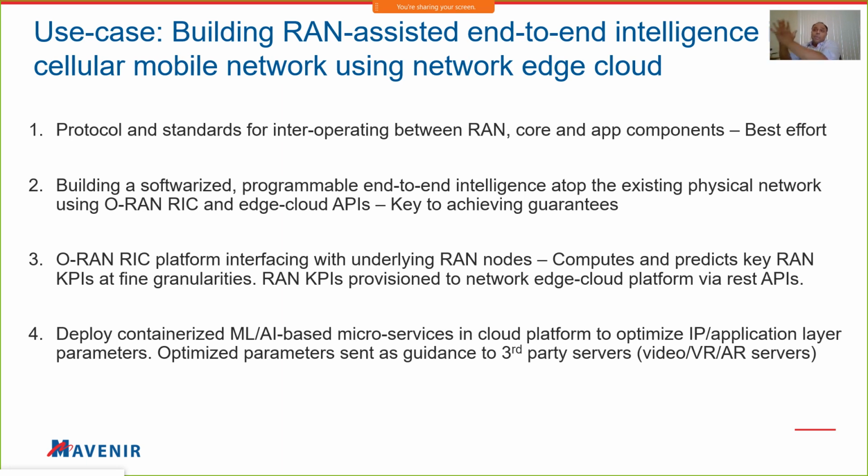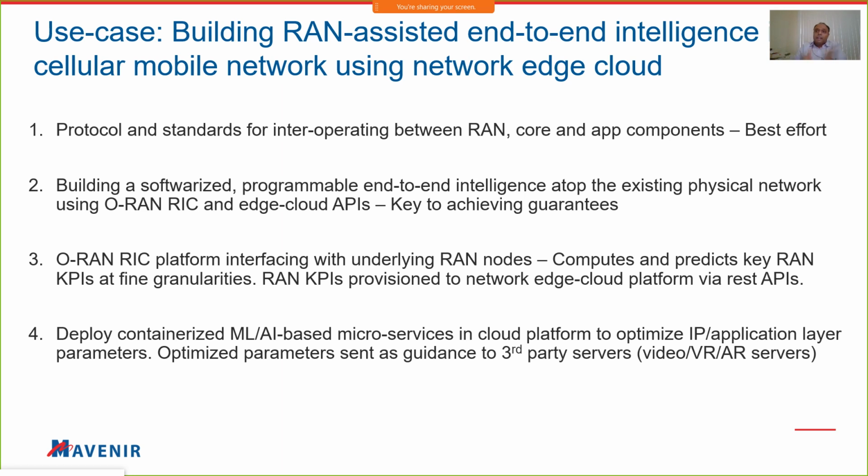The network edge cloud platform has containerized microservices. These containerized microservices map the predicted RAN KPIs to optimizing higher layer, IP layer or application layer parameters. For example, the containerized microservices map the predicted RAN throughput to optimal video bitrate choices and video resolution, based on the underlying throughput that the RAN is offering.